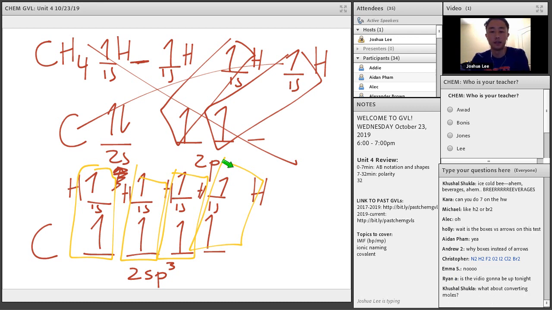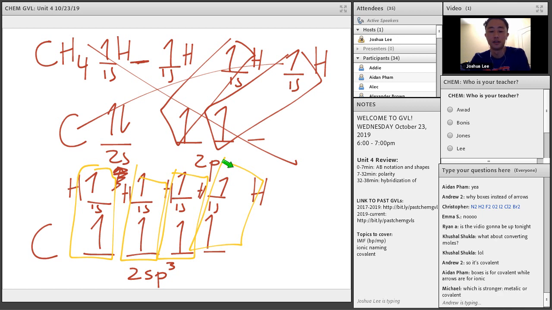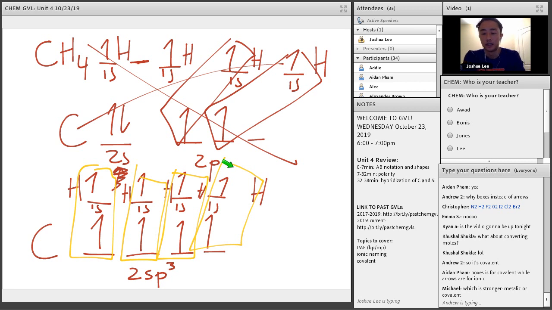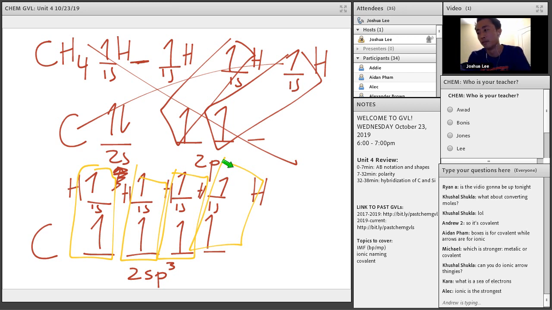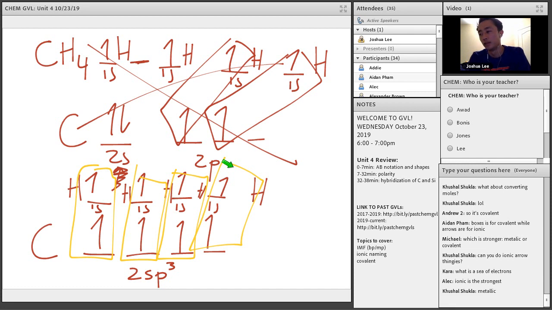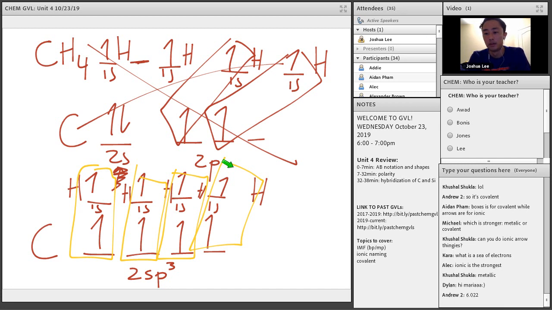That took 6 minutes, 38 minutes. I could put converting mole stuff if I wanted to. Metallic or covalent? It depends, really. All right.